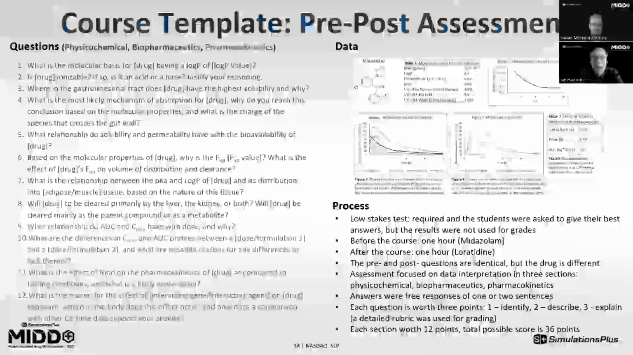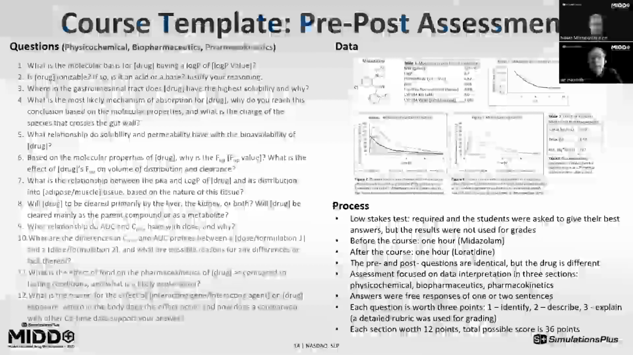This was for the pre-course assessment. We have a similar one for the post-course assessment for loratadine. And then we asked 12 questions, 4 in the area of physical chemical properties in red, 4 in the area of biopharmaceutics in purple, and in green, 4 in the area of pharmacokinetics. Of course, we're happy to provide these questions to everybody as part of the course template, but they are aimed at understanding and interpretation of the data.